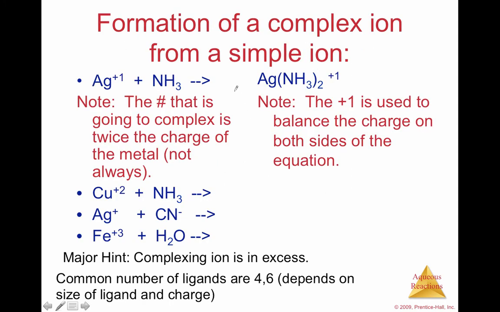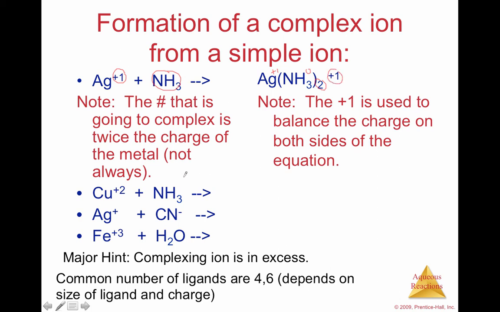How do you form a complex ion? It's quite simple, actually. The rule of thumb is all you have to do is double the charge, and that will tell you the amount of ligands. For example, if Ag is +1, you double it, you're going to get 2 ammonias. The charge comes from adding the charge of the ion plus the ligand, and you will get the final charge of the complex ion. Here's an example.